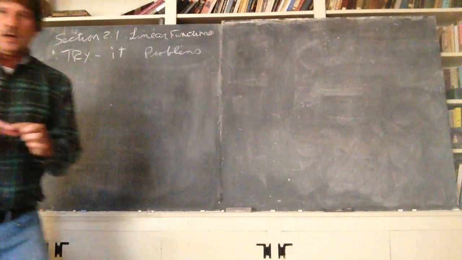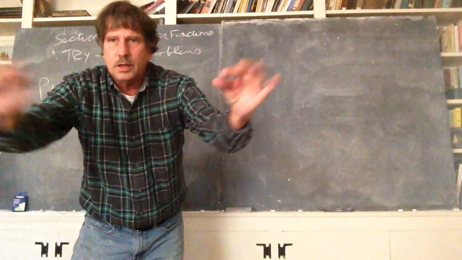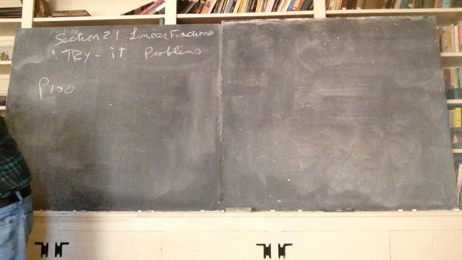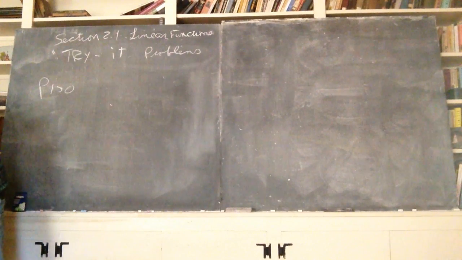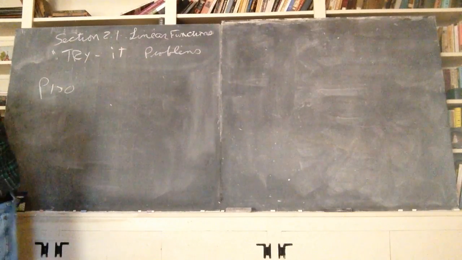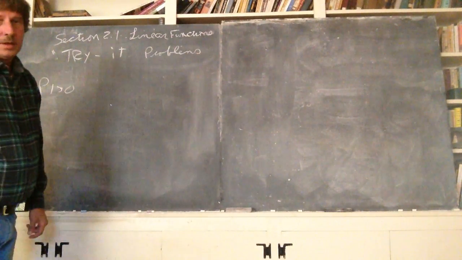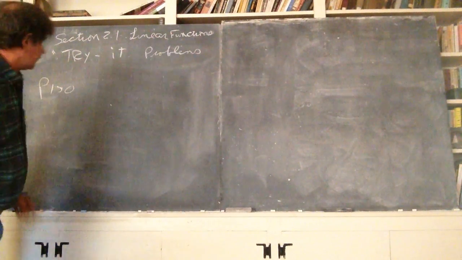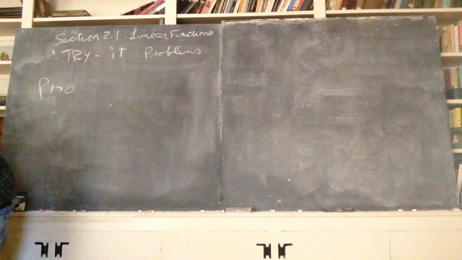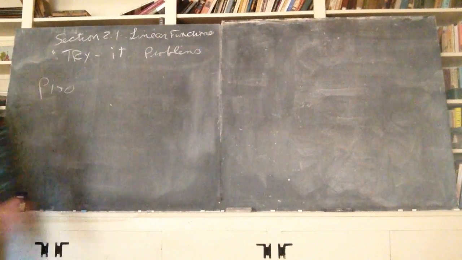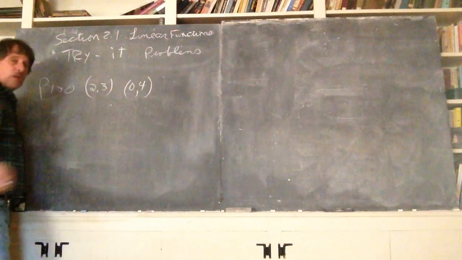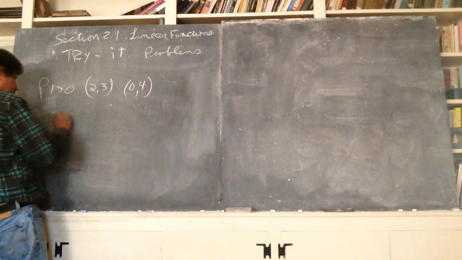It's a try it problem. It's just a little try it, and then it gives you a problem. I'll read it. The problem says, if f of x is a linear function and (2, 3) and (0, 4) are points on the line, find the slope. Is this function increasing or decreasing? So page 130, try it. (2, 3) and (0, 4) are points on a line. Determine the slope.